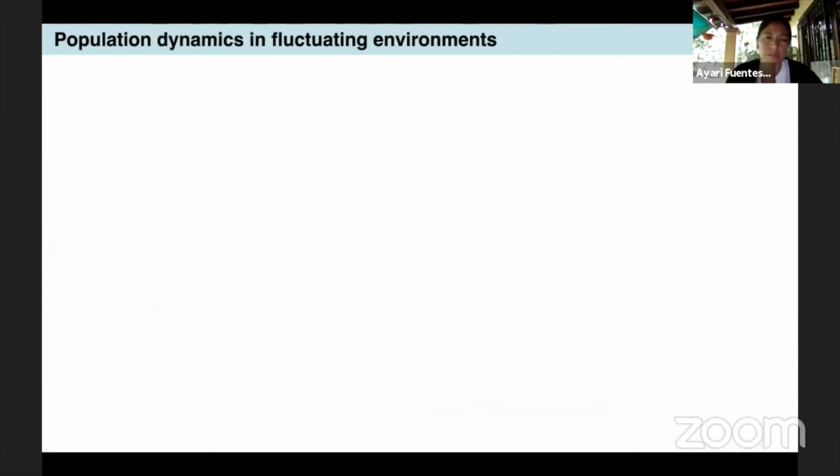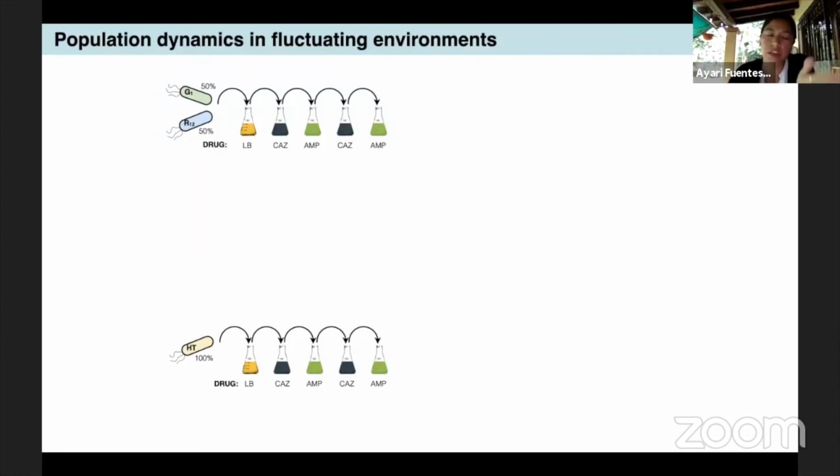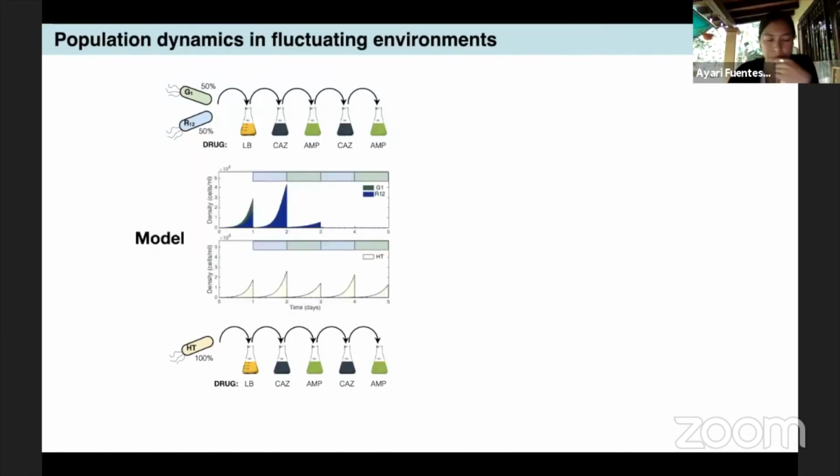We wanted to check that, but now at a population level. So now we are going to use the same kind of experiments that I presented before, and we are going to have the mixed population, but now we are going to introduce each day a different antibiotic, CAS or AMP, and we are going to compare it with just the HT population. We have a model saying that when you have the mixed population and you introduce one of the antibiotics, the other population is going to decrease a lot. So when you introduce the AMP again, all the population is almost dead. So the population is going to collapse eventually.